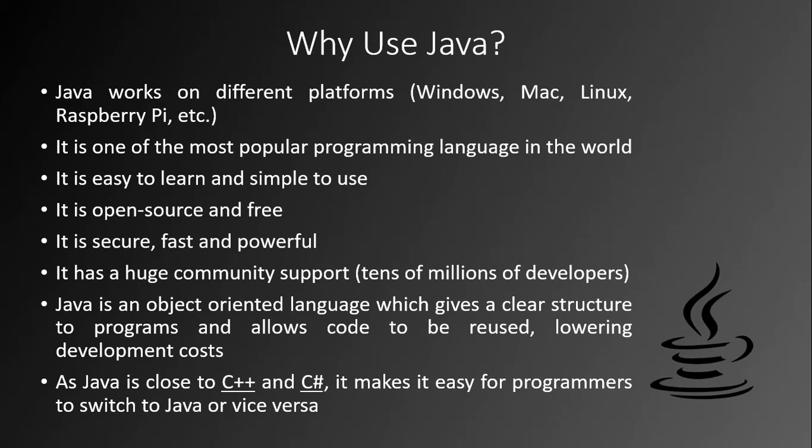Also, Java is close to C++ and C sharp, meaning it has many similarities with C++ and C sharp. It makes it easy for programmers to switch to Java or vice versa. If you already know C++ or C sharp, then it would be easy for you to understand Java. And if you are using Java and you want to learn C++ or C sharp, then it will be easy for you to go to that language.